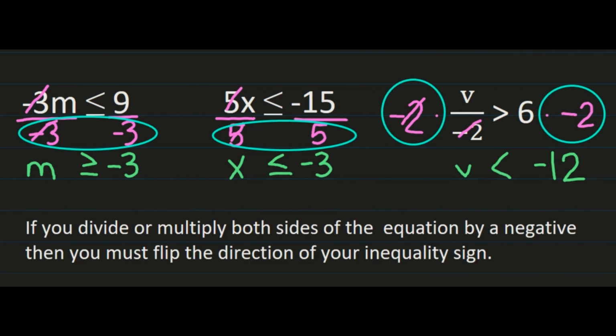So the rule that we talked about that you need to pay attention to for inequalities is if you divide, like we did on the first example on this screen, or multiply, like we did on the third example on this screen, both sides of the equation by a negative. So this is the step that you're taking in your problem. Then you must flip the direction of your inequality sign. So again, if you divide or multiply both sides of the equation by a negative, then you must flip the direction of your inequality sign.